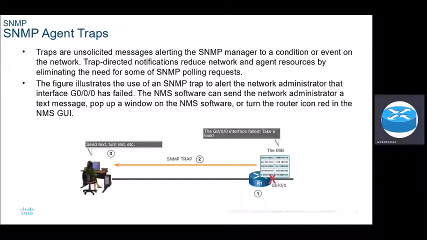Now, agent traps. Traps are unsolicited messages alerting the SNMP manager to a condition or event on the network. Trap-directed notifications reduce network and agent resources by eliminating the need for some SNMP polling requests, which of course is the GET request. The figure illustrates the use of a trap to alert the network administrator that interface G0/0 has failed. The network management server software can send the network administrator a text message, a pop-up window on the NMS software, or turn the router icon red in the GUI. And so, as you can see, the interface has gone down for whatever reason, and so it sends the message to the network management station.